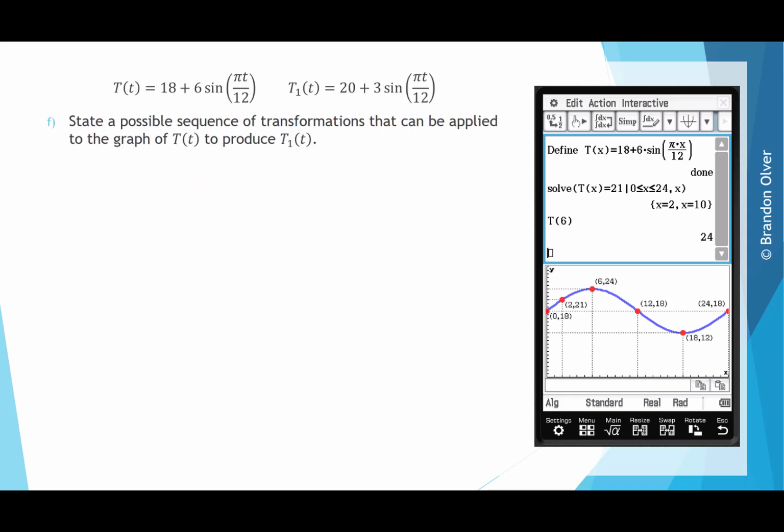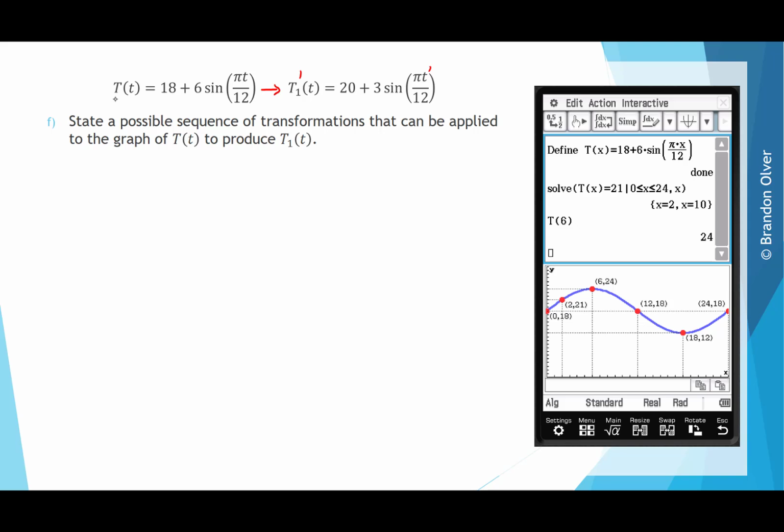State a possible sequence of transformations that can be applied to the graph of T of x to produce T1 of x. So on the previous slide, we came up with this second equation, and we want to now map the first equation to the second equation. And to help us do that, I'm going to reintroduce dashes on the variable capital T and lowercase t in the second equation that we're transforming to. And then what we're going to do is arrange these equations to get as much as possible onto the left-hand side, or onto the capital T.